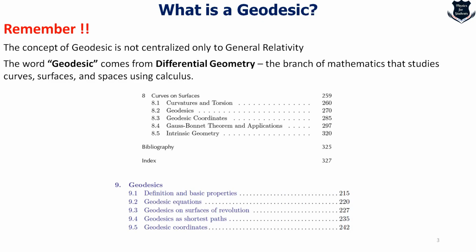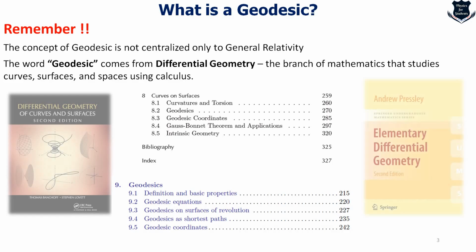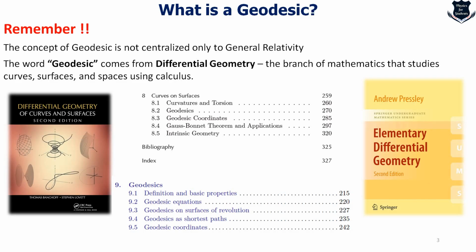So just a note of caution, as you can see I've taken a few snapshots from the table of contents of these two very good books. One is Andrew Pressley's book, another by Thomas Banchoff and Stephen Lovett. It shows that differential geometry teaches you geodesics. So it has nothing to do in particular with general relativity, although general relativity uses the geodesic equation, but the geodesic equation is taught in every part of differential geometry, on an elementary level or on an advanced level. So it is part of learning and understanding differential geometry.